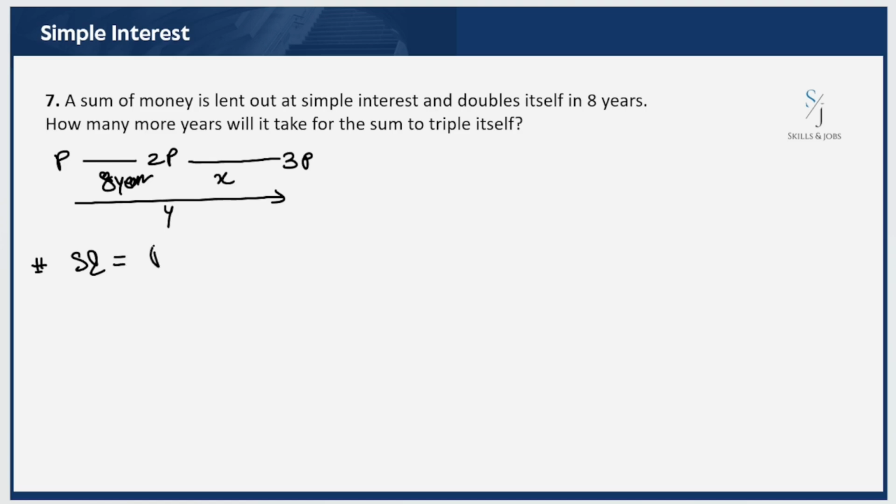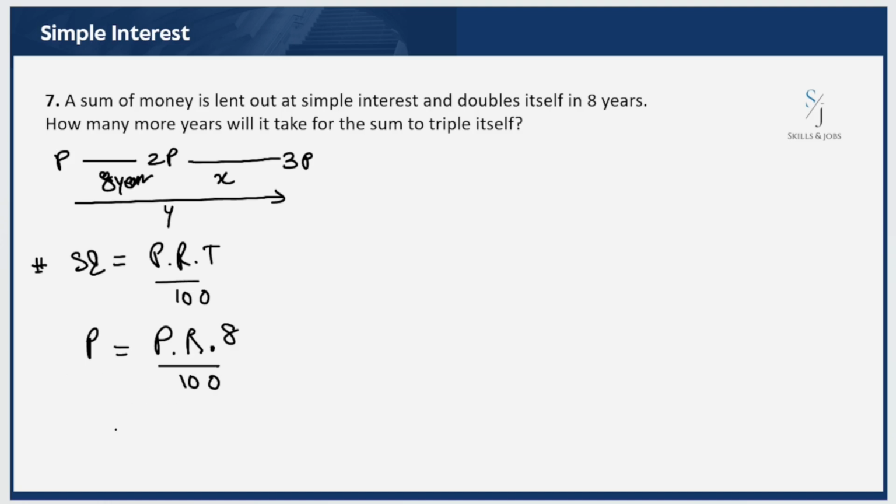is equal to P into R into T by 100. So what are all the things that we have here? We have simple interest. Now when the principal becomes double in 8 years, that means it has earned simple interest equivalent to the principal. So simple interest is equal to P. Then we write P, then we write R, then we write 8 in 100.